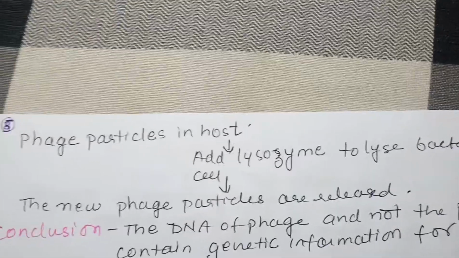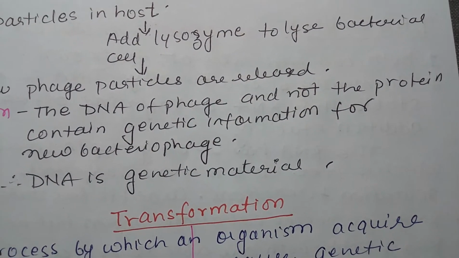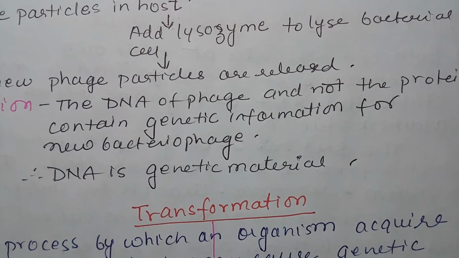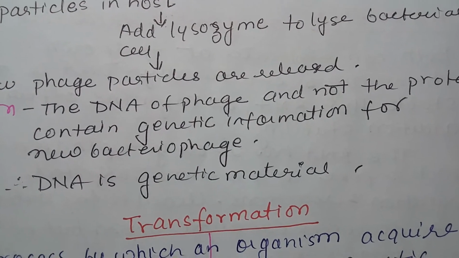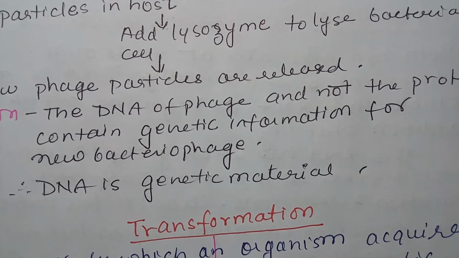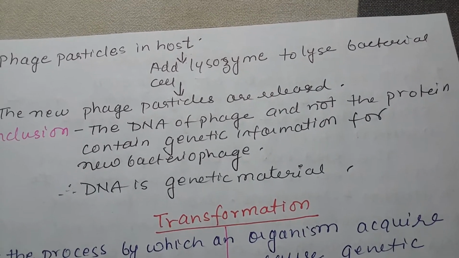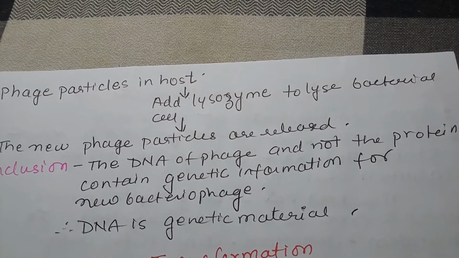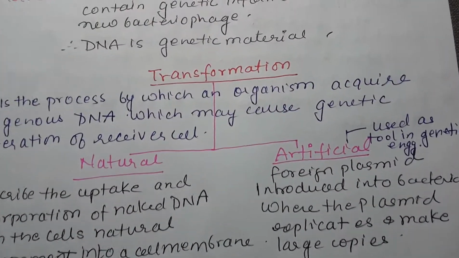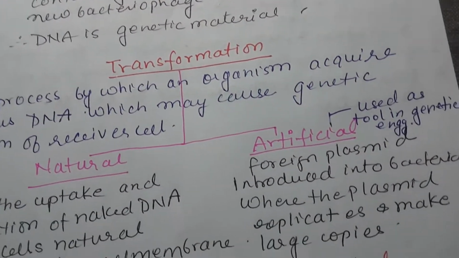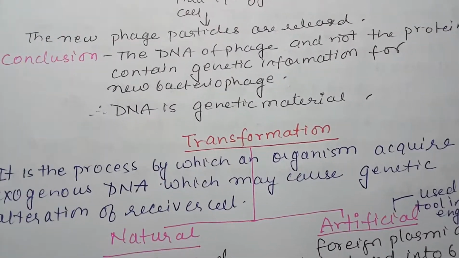Okay, what does it indicate? It indicates that the DNA of the phage, and not the protein, contains the genetic information for new bacteriophage. DNA is the genetic material. So here all the proofs are complete that DNA is the genetic material. I'll just briefly discuss transformation, because again and again we are going to read this term.